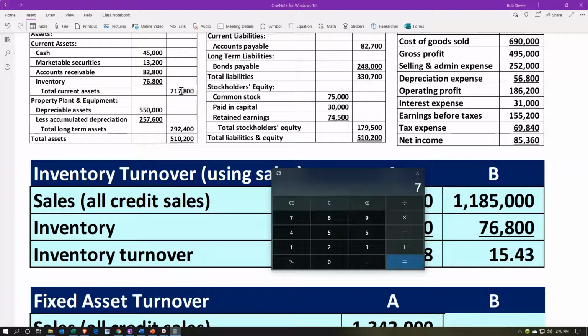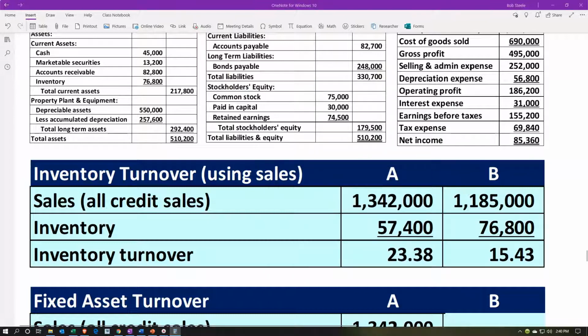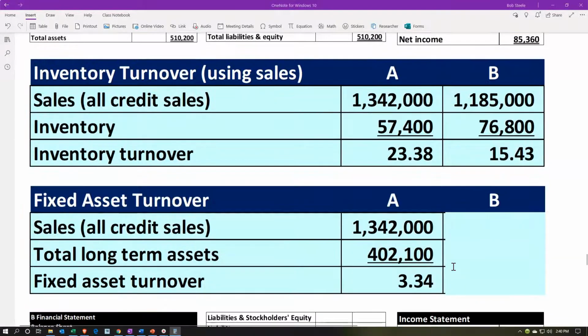1,185,000 divided by 76,800. So that's 15.43. Once again, we would like these to be higher because that would mean that we're turning over the inventory more. So if you look at the sales items, A's actually got more sales. We would like sales to be higher, right? And then the inventory, A has less inventory, which would indicate that they're turning over the inventory faster, holding on to less inventory at any given time, whereas B's got the higher inventory on the books, resulting in a lower turnover for B than A. So here it looks like A has a better turnover for inventory.